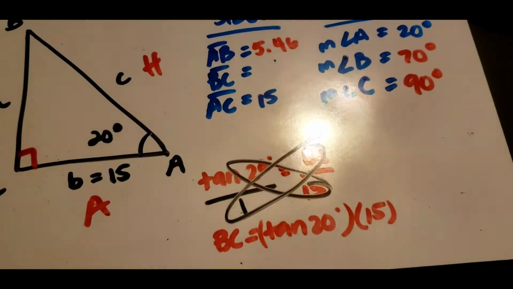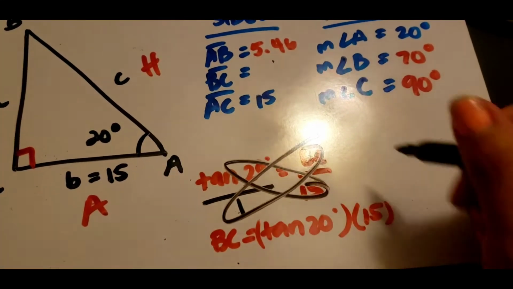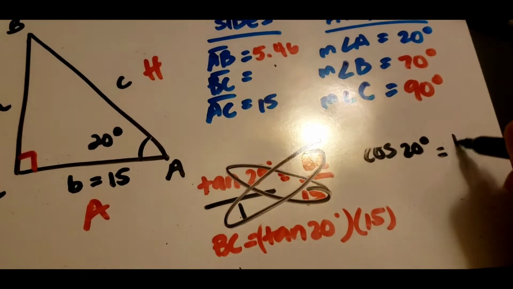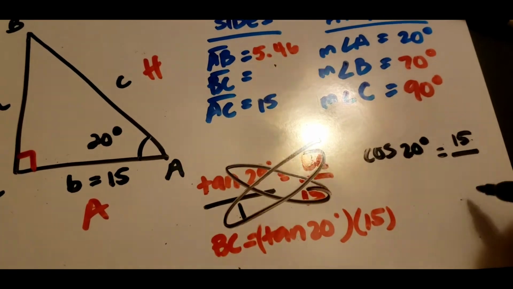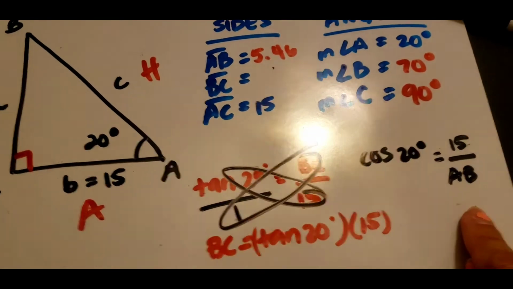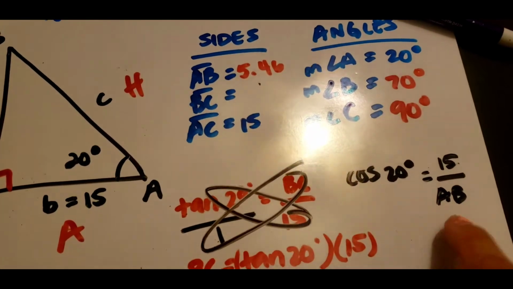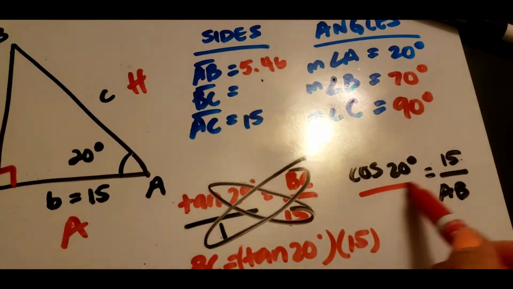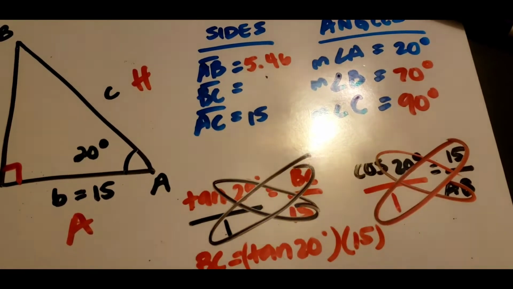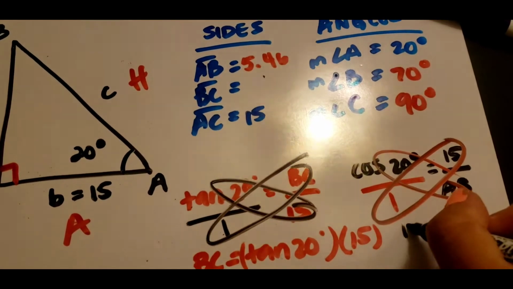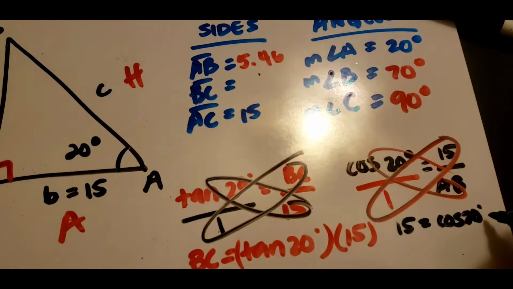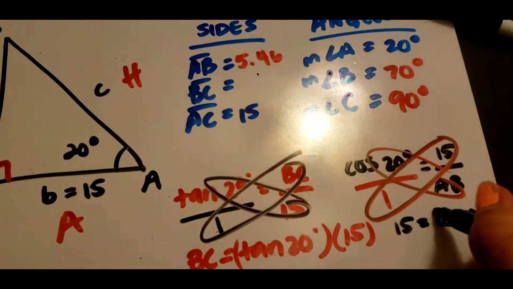So what am I going to use? I'm going to use cosine. Okay, so this is going to be cosine of 20 degrees equals 15 over... And I'm just going to write AB, okay? All right, so here's an example of where your unknown is at the bottom. So I'm just going to put it over 1, okay? Cross multiply, okay? And what you should have technically is 15 equals cosine of 20 times AB, okay?